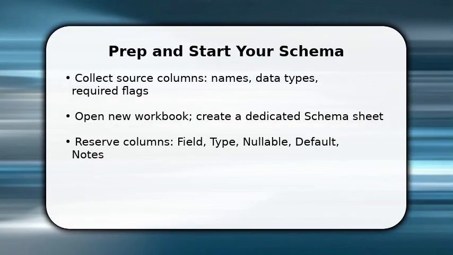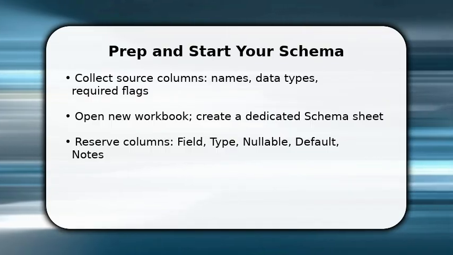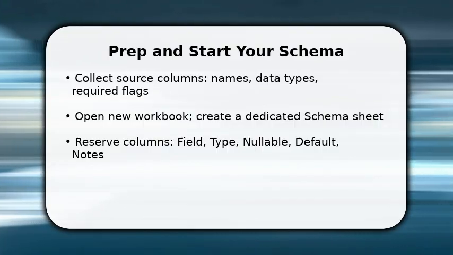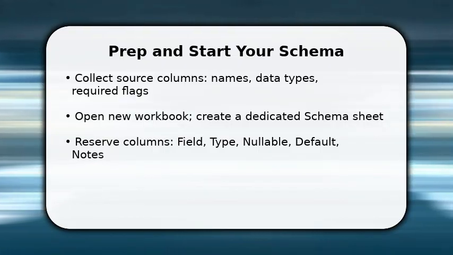You begin by gathering the exact column names and expected data types from your source. Once done, open a fresh workbook and add a sheet named Schema. You will create columns labeled Field, Type, Nullable, Default, and Notes. That structure enforces consistency. Start entering one field per row, choosing a type like text, number, date, or Boolean. Make sure to mark required fields as no under Nullable, and add default values when applicable to prevent blank errors later.